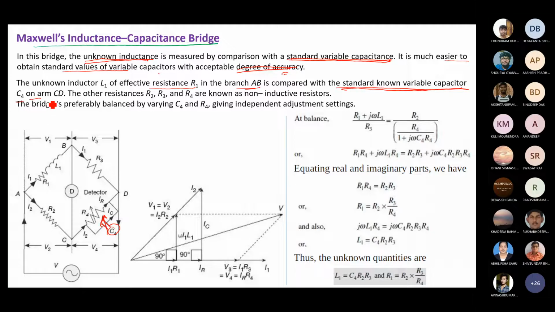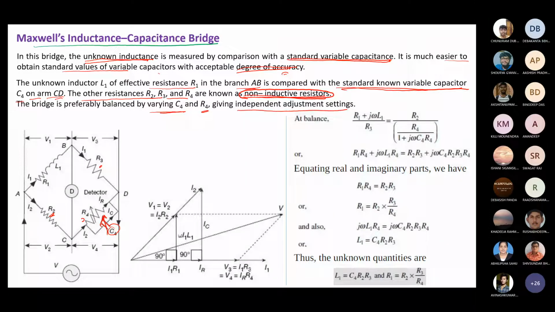C4 on arm CD. The other resistances R2, R3 and R4 are known non-inductive resistors. That is very important: non-inductive resistors. That is your R2, R3 and R4, all non-inductive resistors. Now we have to find out by varying C4 and R4, giving the impedance as setting. So now we are varying R4 and C4.